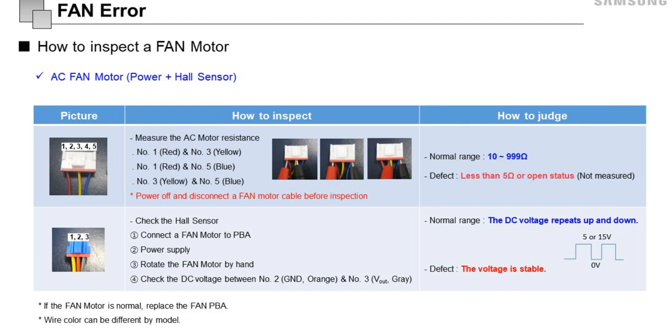On the other hand, to check the hall sensor, it's required to supply power and connect the connector. And then, you should check the DC voltage between the two cables by manually rotating the fan motor. At this time, if the voltage is stable, the motor needs replacement. Then, let's see how to check an AC fan motor in the following footage.